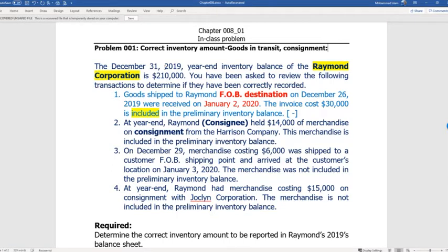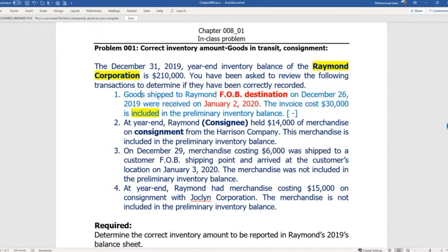On December 31st, 2018, the year-end inventory balance of the Raymond Corporation is 210,000. You have been asked to review the following transactions to determine if they have been correctly recorded. So be careful about this. We will be working for the Raymond Corporation, so we should be careful about whether the Raymond Corporation is the buyer or the seller, or whether the Raymond Corporation is the consignee or consignor. Okay. So let's read the first one.